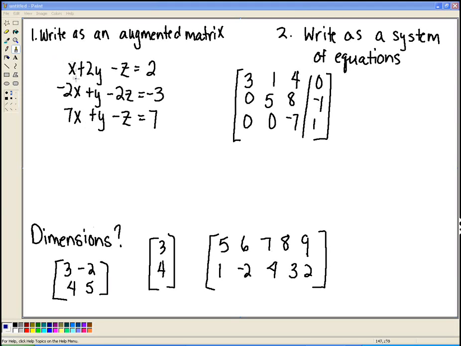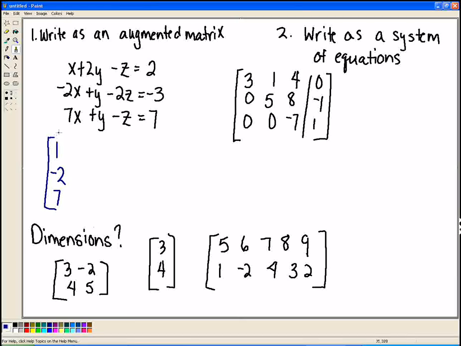You want to make sure that all your x's are lined up, all your y's are lined up, and all your z's are lined up. You want to make sure that you've isolated your constant on the right hand side of the equal sign. So if you've done that, got all your variables on the left hand side and all your constants on the right, and you've lined up your x's, y's, and z's, you can simply generate the matrix by reading off the coefficients. The number in front of the x would be a 1, a -2, and a 7.